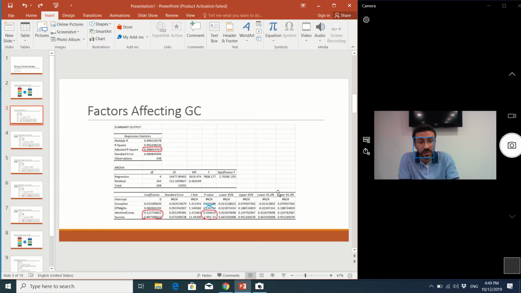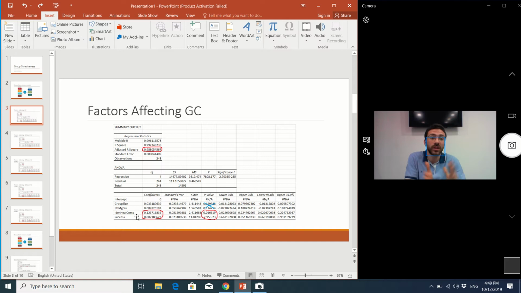So to start with, these are the multiple regression analysis results of the factors combined all together, because it's a multiple regression analysis. First of all, the model is strong from the adjusted R square and the significant F. Here we can see that only the p-values of identity, healthy competition and success are within the 0 to 0.05 range, which is the level of significance of the model, which means that only success, identity and healthy competition do determine the group cohesiveness.